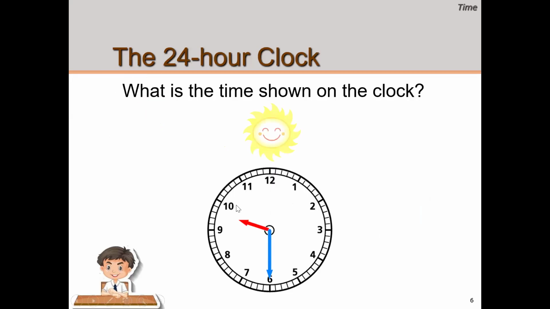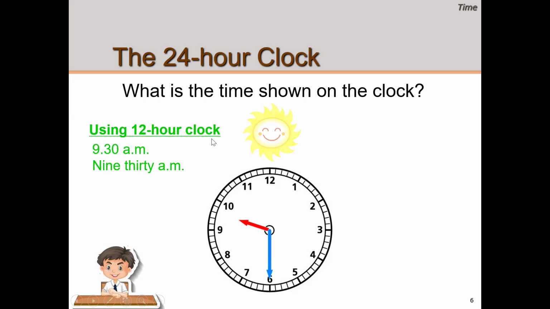Now just tell me, what is the time shown on the clock? Can you see the red hand, that is the hour hand, is between 9 and 10, and the minute hand is at 6. So this is 9 hours 30 minutes on the clock. 9 hours 30 minutes.